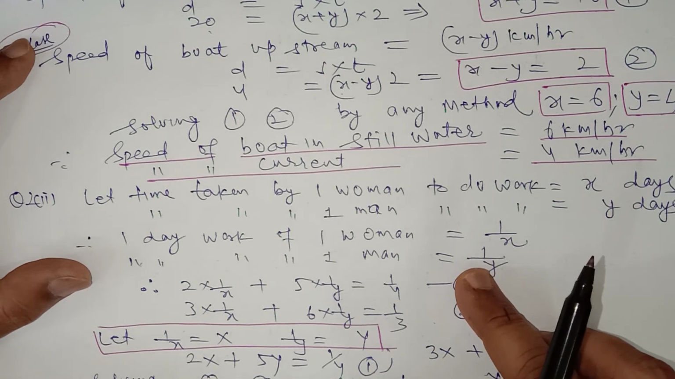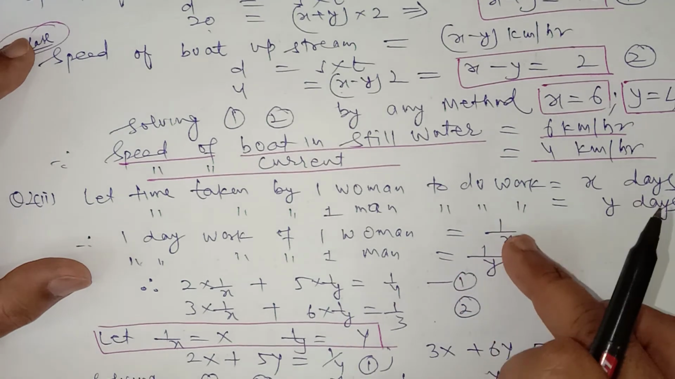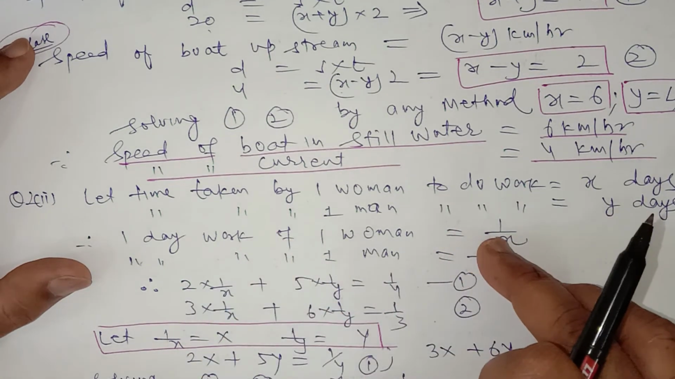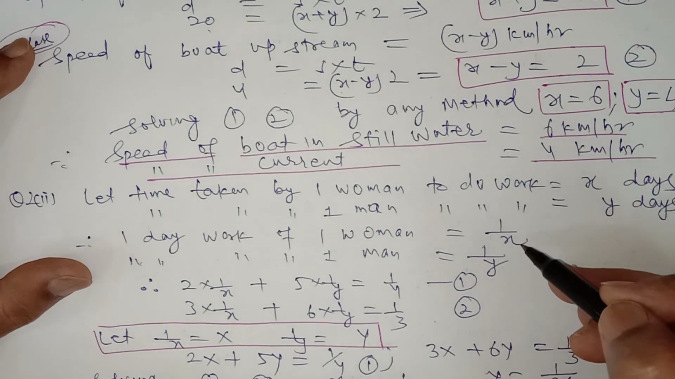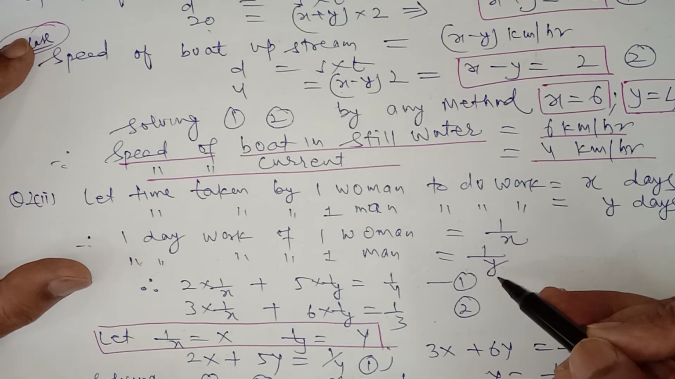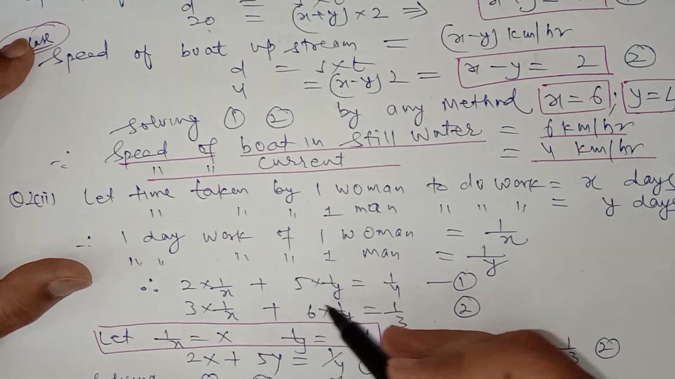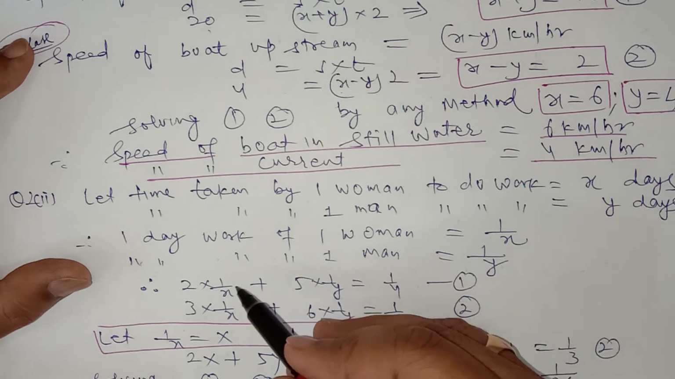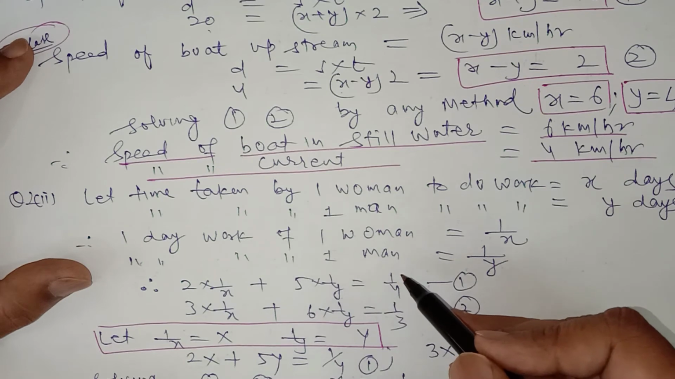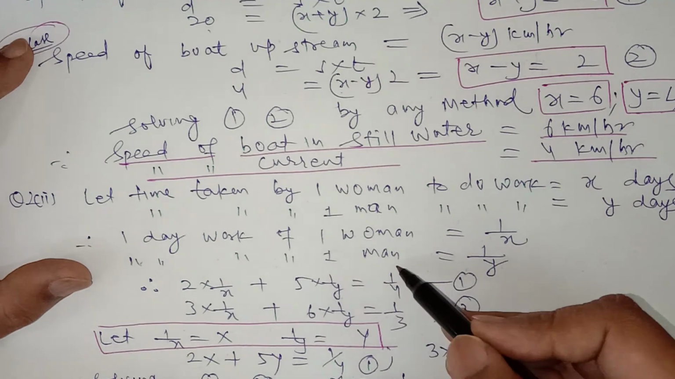So what is the 1 day work of 1 woman? 1 upon x. So the work of 2 women will be 2 into 1 upon x. Then 2 women's work will be 2 into 1 upon x, and 5 men's work will be 5 into 1 upon y. And they are doing this work in 4 days, and we have taken out this work of 1 day. So in 1 day, they will complete 1/4 of the work.